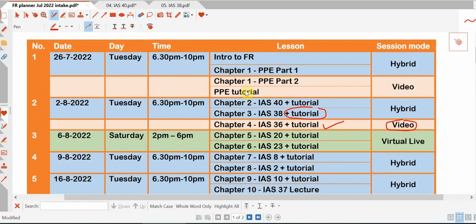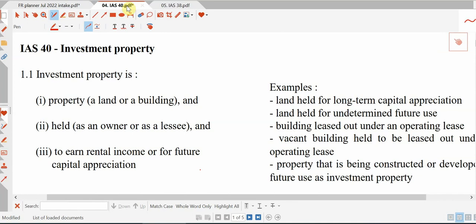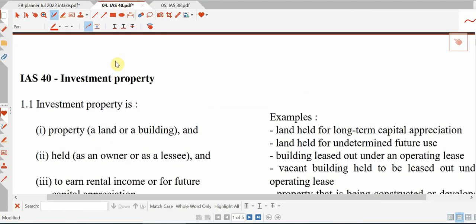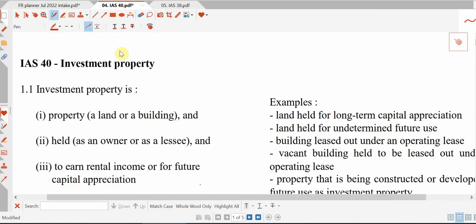Alright, so let's start now. IAS 40, investment property. So if you guys have any questions, please feel free to ask. Just don't suffer in silence here. Alright, investment property. Now, I give you a heads up first.